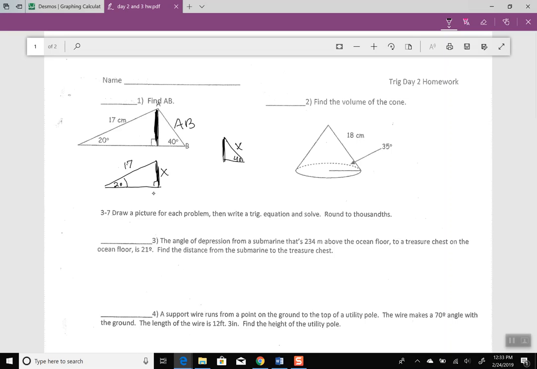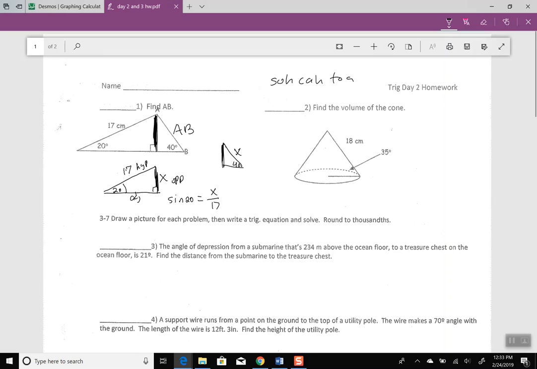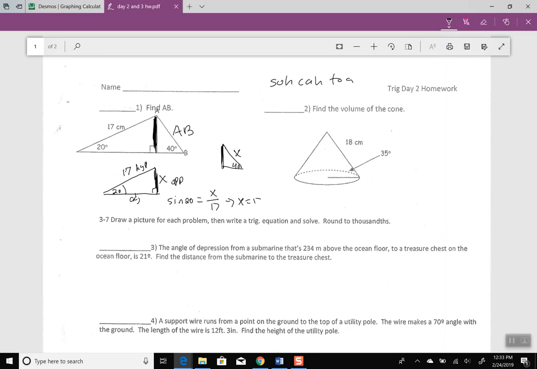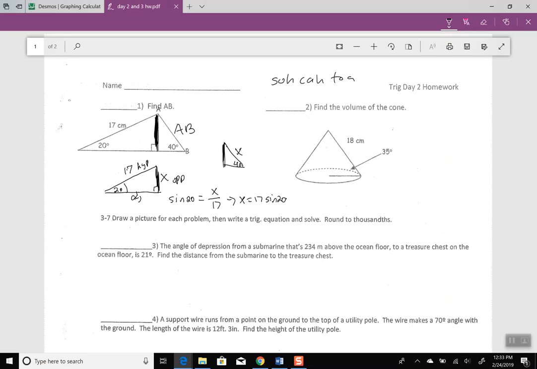I mark my angle. Opposite the 90 is the hypotenuse. This is the adjacent side, and this is the opposite side. So I care about the opposite and the hypotenuse. So if I'm looking at SOHCAHTOA, the sine contains the opposite and the hypotenuse. So sine of 20 degrees equals the opposite over the hypotenuse. You could solve this for x, and I'll go ahead and do that. So multiply by 17 on both sides. So x is going to be equal to 17 times the sine of 20 degrees.